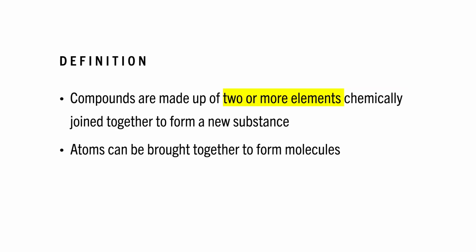Let's look at compounds. Compounds are made up of two or more elements chemically joined together to form a new substance. Remember we spoke about elements earlier, and elements can't be broken down. But compounds can be broken down into the two or more elements. Do we understand? Atoms can be brought together to form molecules. Remember we were saying that there are atoms that are unique to each element. So when you bring these atoms together, they will form a molecule.